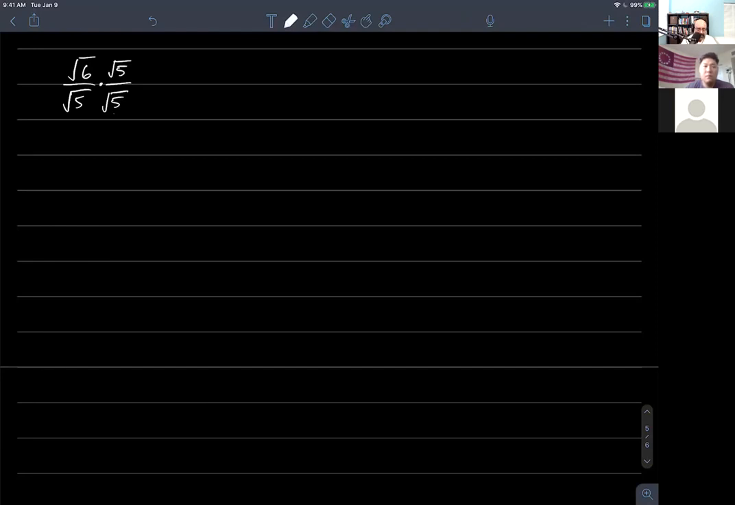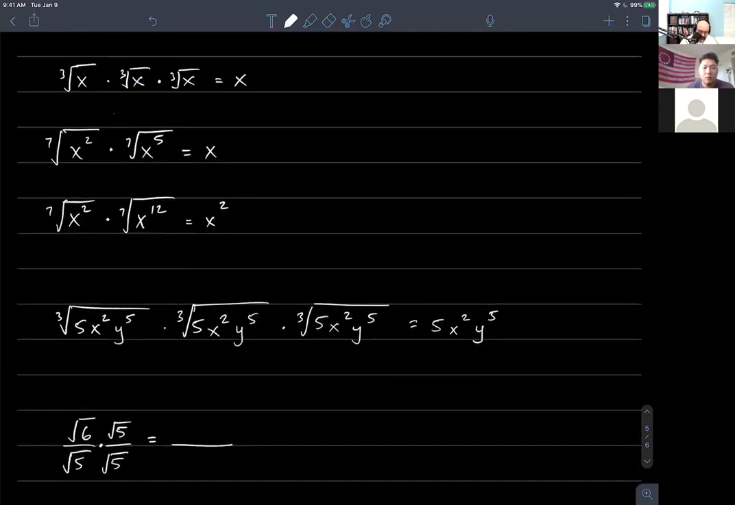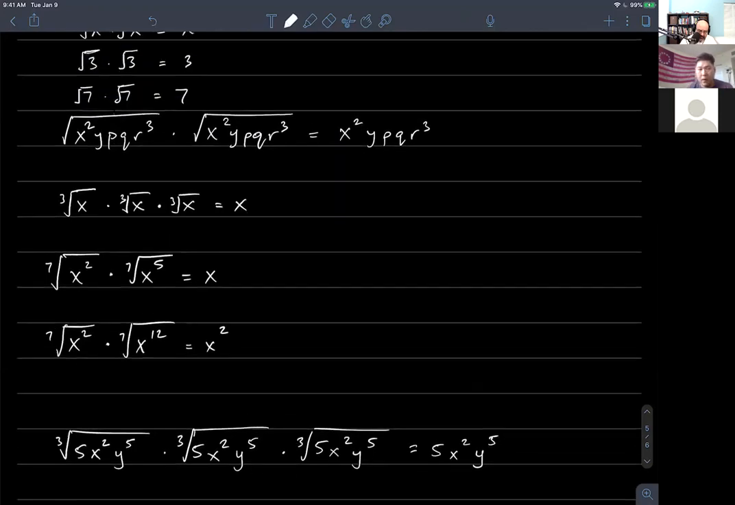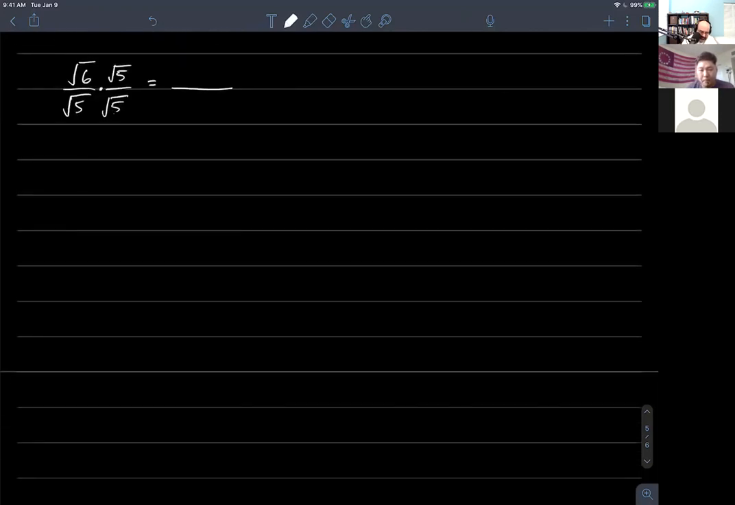Now, radical 5 times radical 5, based on the stuff that we just did, should be what? 5. Just 5. And then radical 6 times radical 5 would be what? Radical 30. Can we reduce that? Can we simplify that further? What would we split it up into? No, you can't. Okay, so then the question is over.